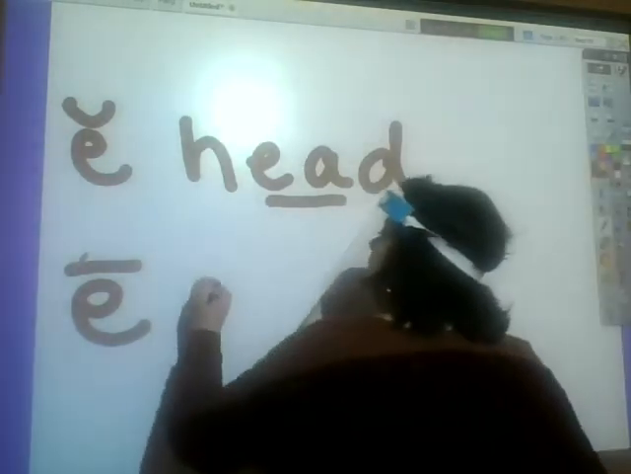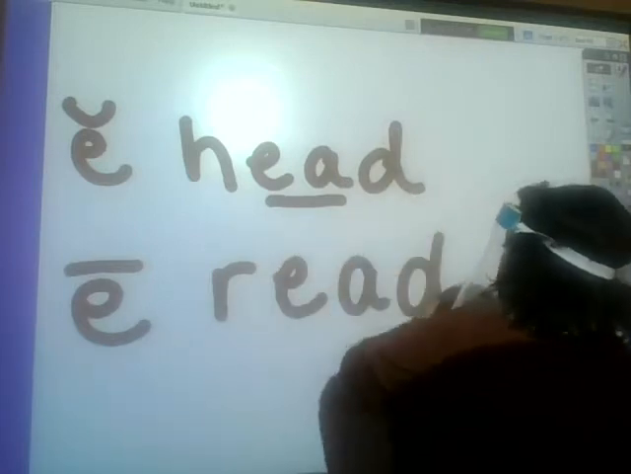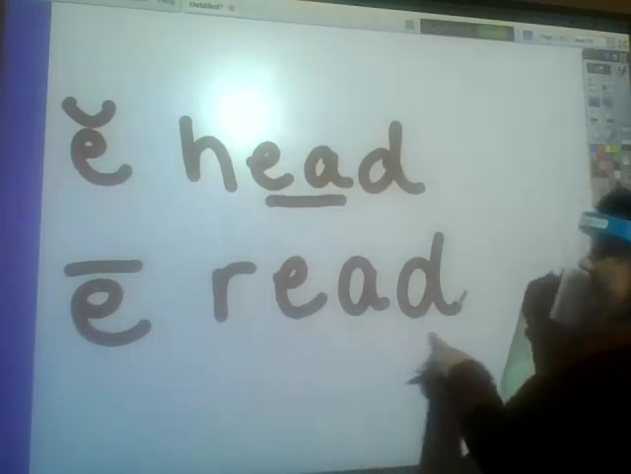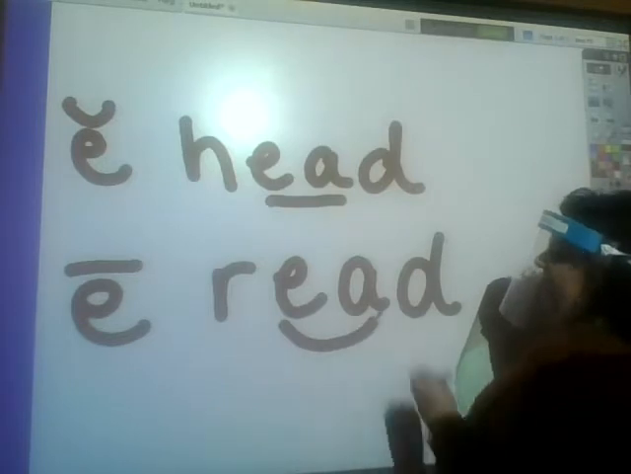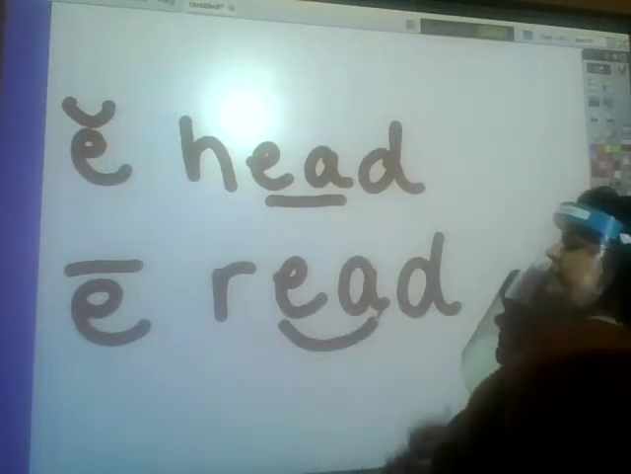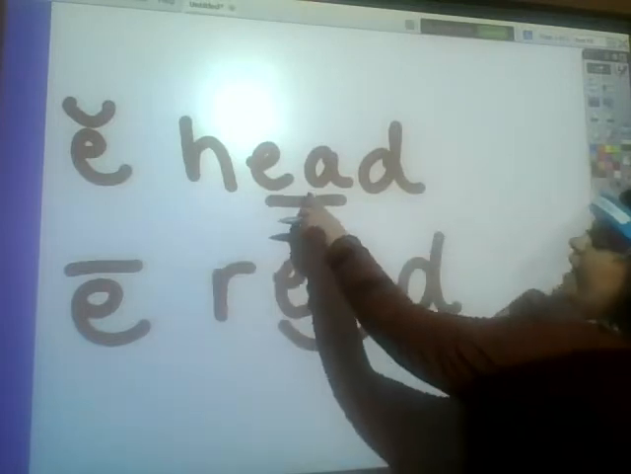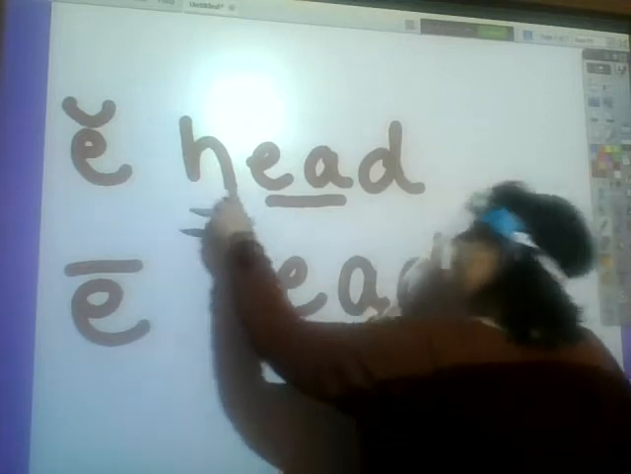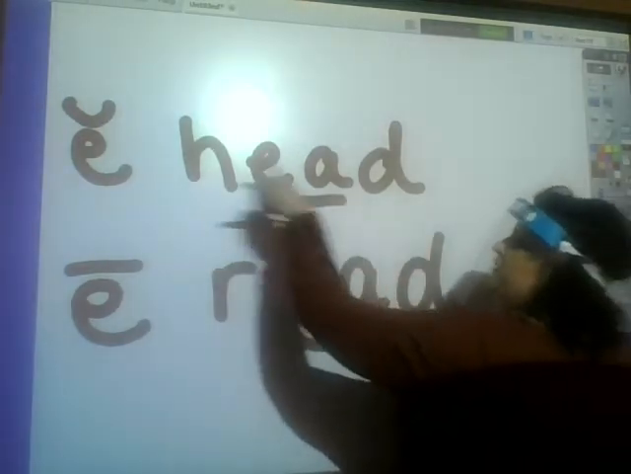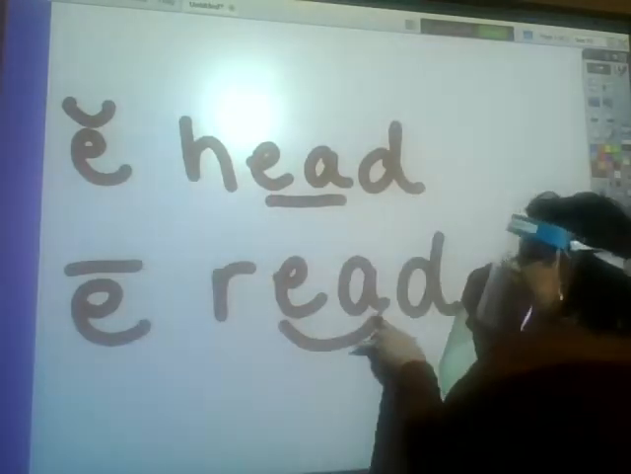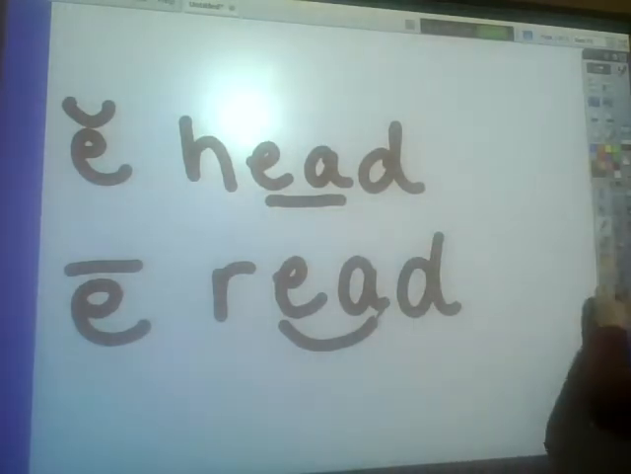So let's look at this word. Read. So let's find our vowel blend here. We have the EA. In this word, it says E, like this long E. And in this word, it says eh, like this short E. Head. So here's our vowel blend in this word. Makes a short E sound. And our vowel blend in this word that makes the long E sound. All right.